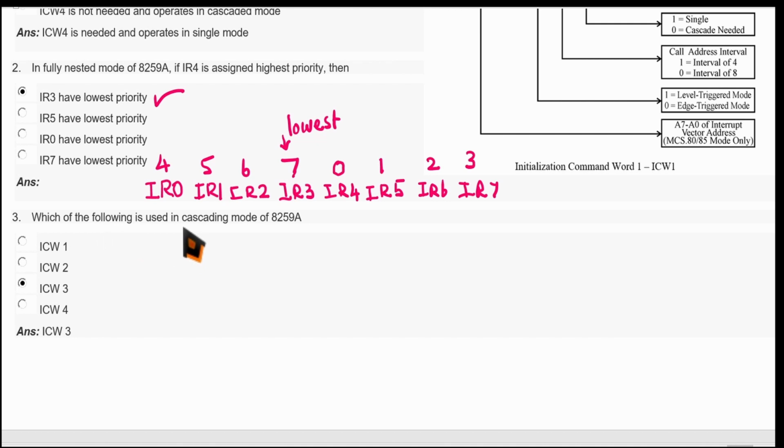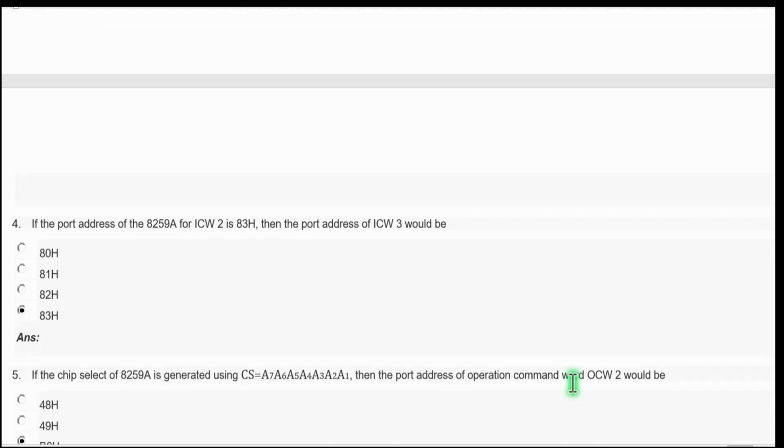Which of the following is used in cascading mode of 8259A? Initialization command word 1 or 2 or 3 or 4. If the system is operated in cascade mode, then ICW3 must be written on the master and a different ICW3 must be sent to slave. So only ICW3 will decide that one. So this is correct. Let us see the next question.